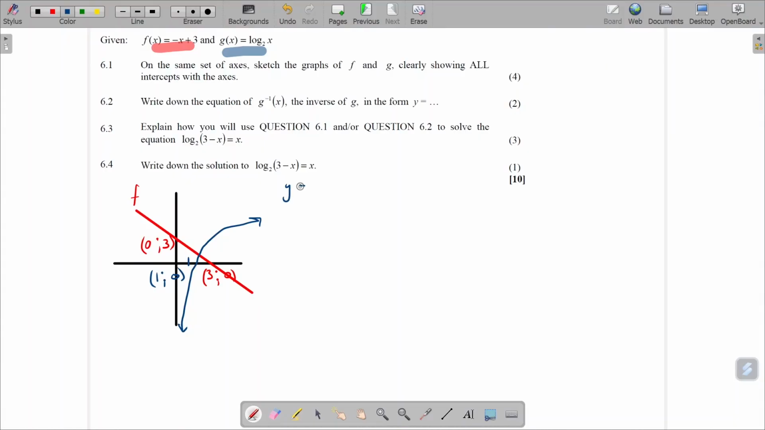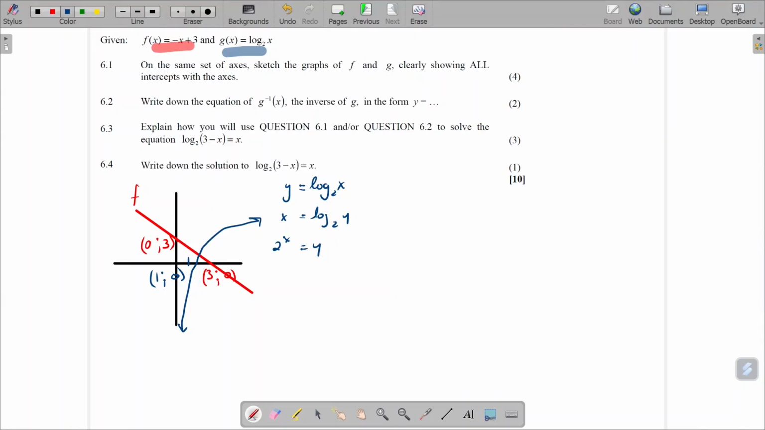Again, no surprises. So we can go for y equals log 2 of x. Therefore, we swap the x and the y around. So x equals log 2 of y. 2 to the x equals y. Our instructions said write in the form y equals. We've done so. We sorted 6.2. Okay.